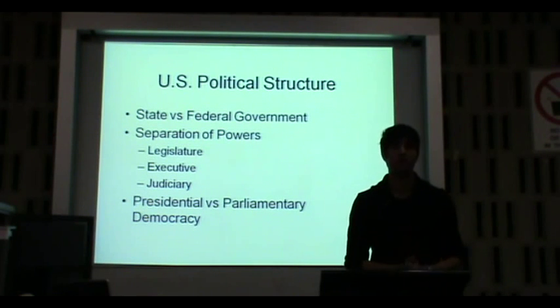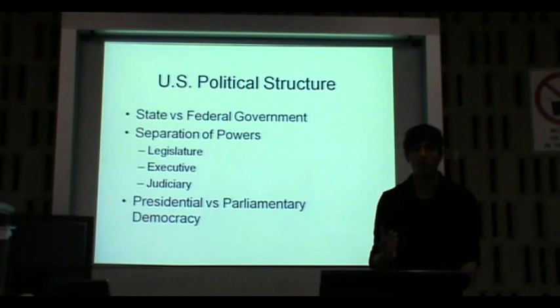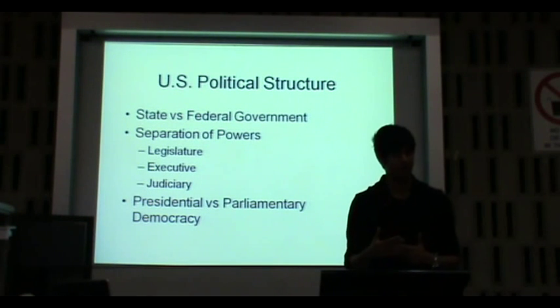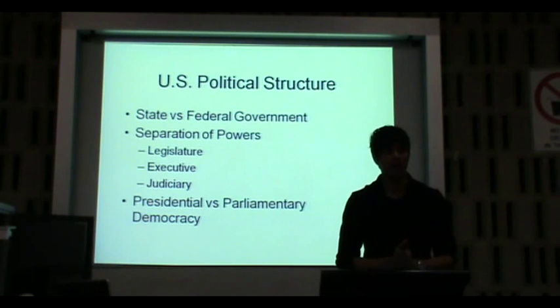What about the judiciary? What's their function? Protect the Constitution. Protect the Constitution, right? So ensure that the government doesn't overreach beyond its constitutional powers. Right, but also ensure that the Bill of Rights is protected.